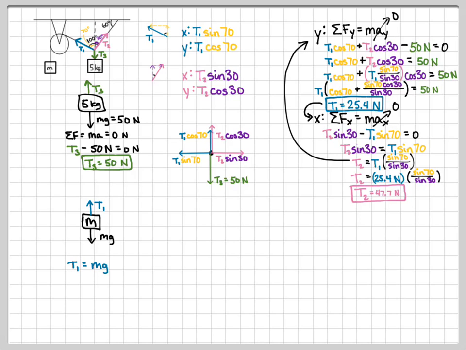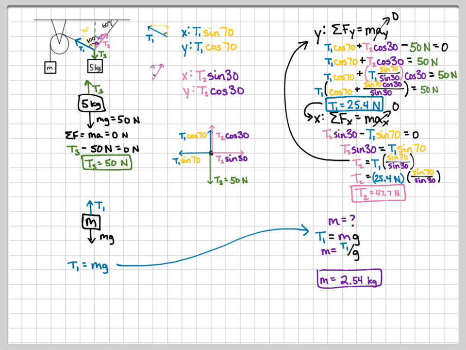We still haven't found the mass of that little block on the left. So to do that, we go back to that free body diagram that you've probably forgotten by now, the one all the way over on the left with that unknown mass. So we take that and we're going to write an equation for it. So T1 is equal to mg. We know T1 now, so it's not that big of a deal. So our mass is equal to T1 divided by 10. So 25.4 divided by 10 gives me 2.54 kilograms.